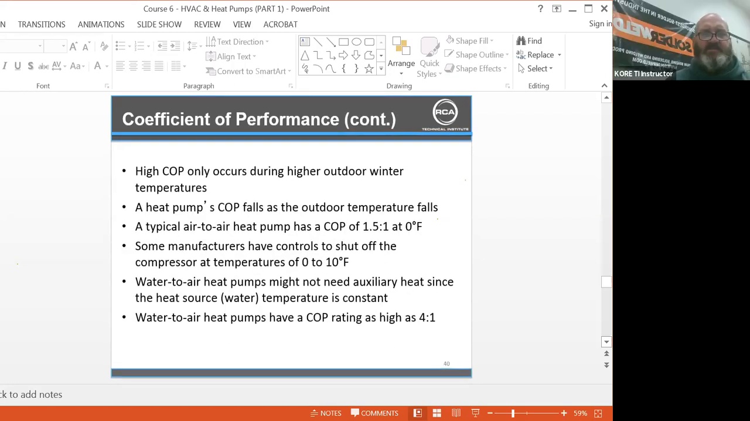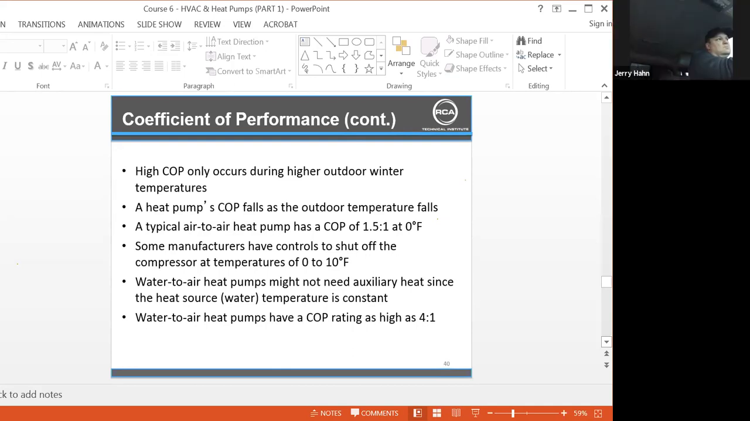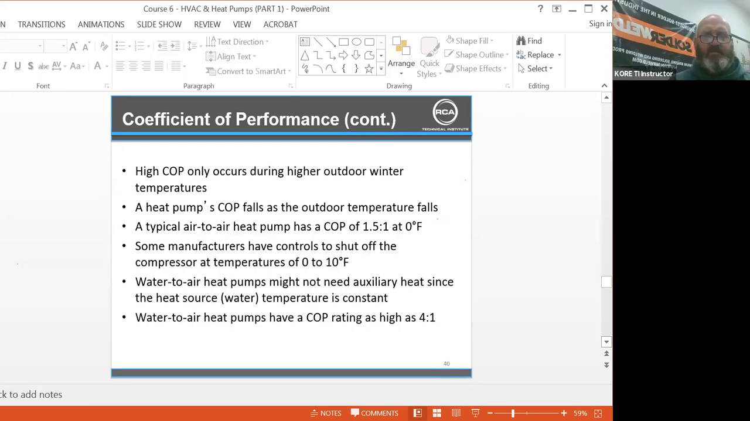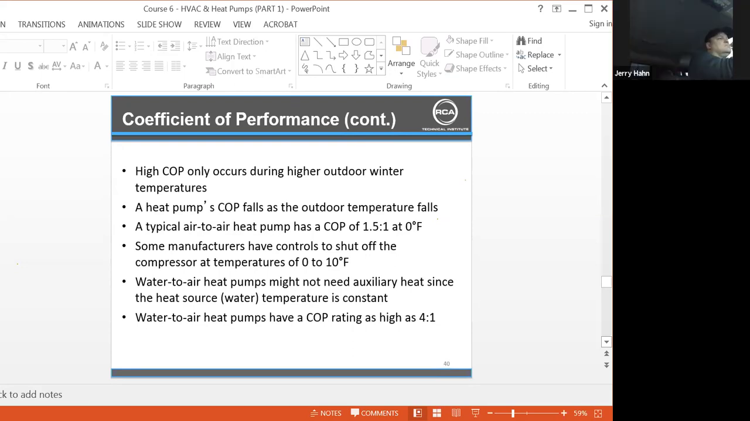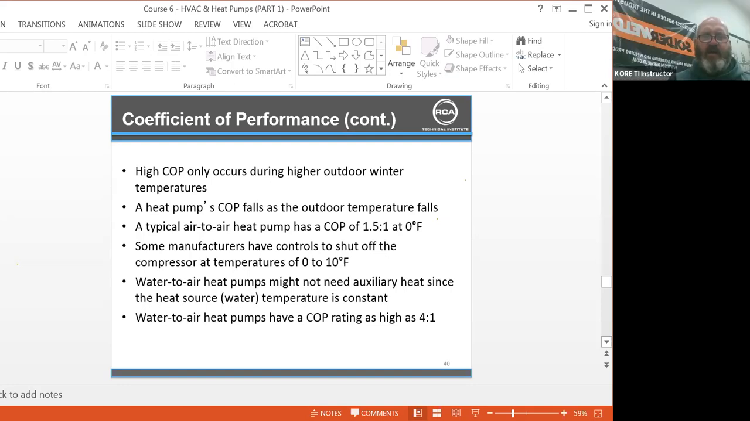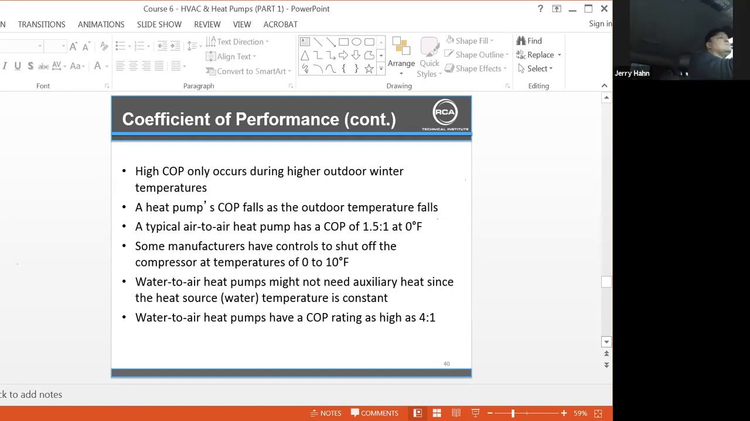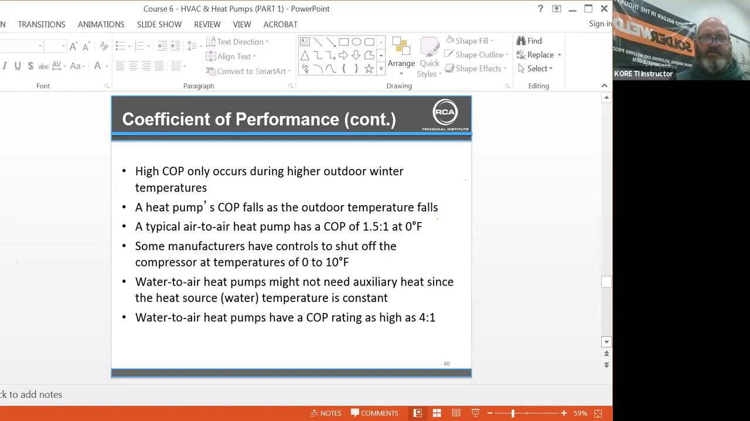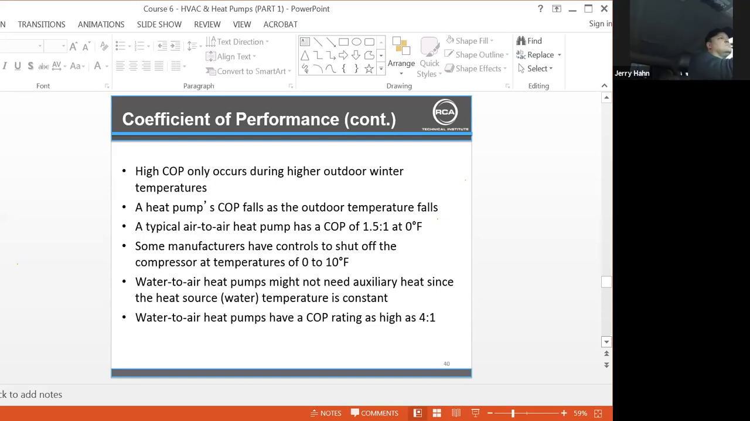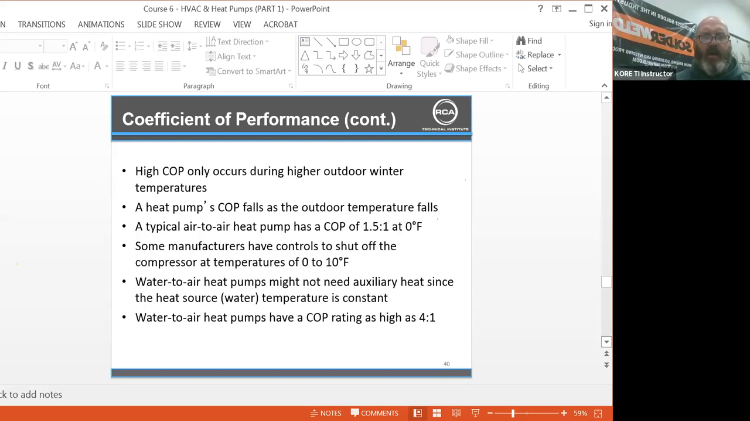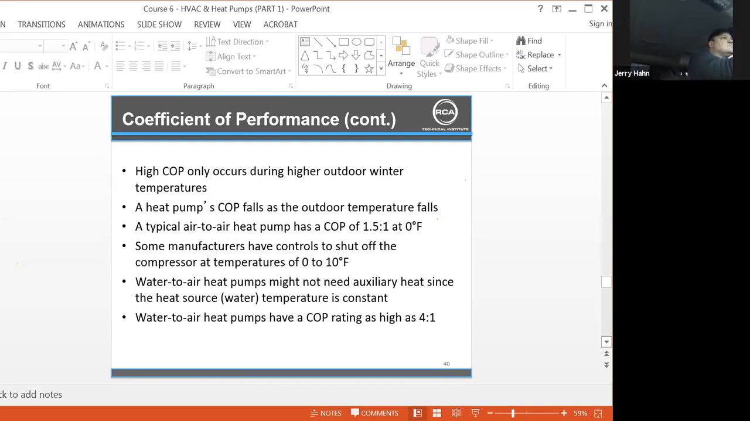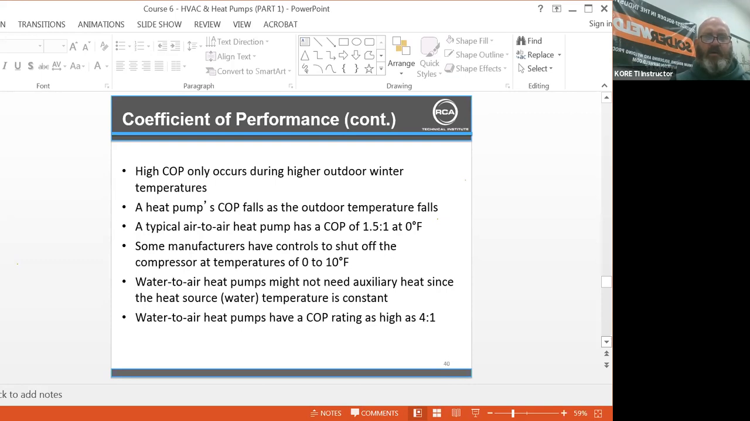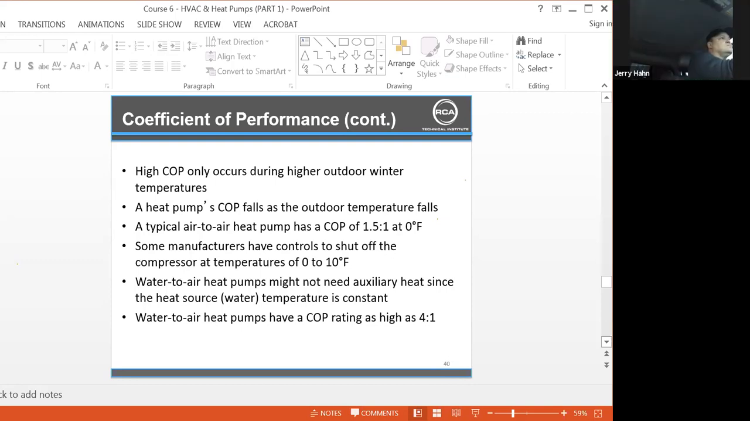Coefficient of performance, a high COP occurs during higher outdoor winter temperatures. A heat pump COP falls as the outdoor air temperature falls. A typical air-to-air heat pump has a COP of 1.5 to 1 at 0 degrees. Some manufacturers use controls to shut off the compressor at temperatures of 0 to 10 degrees. Water to air heat pumps might not need auxiliary heat since the heat source for water is constant. Water to air heat pumps have a COP as high as 4 to 1.